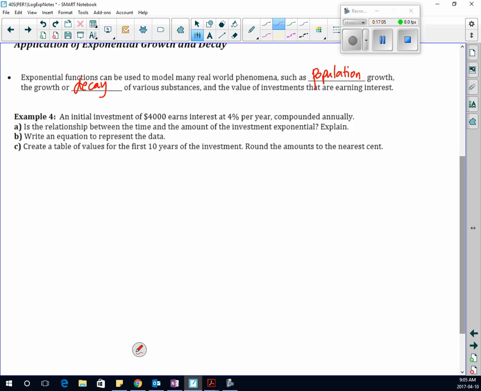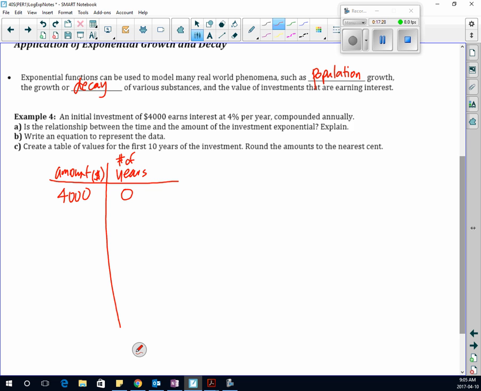So let's do a table of values for the first 10 years. So this would be investment amount, and this would be the number of years. So at year 0, we have how much money? $4,000. So the amount is dollars. Okay?